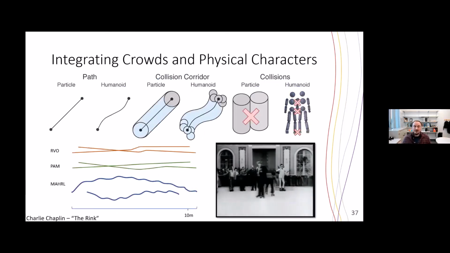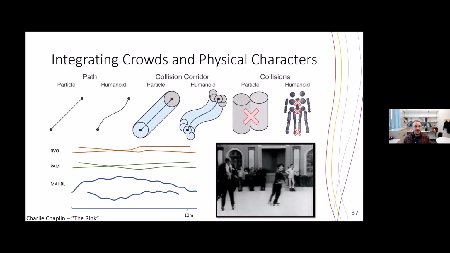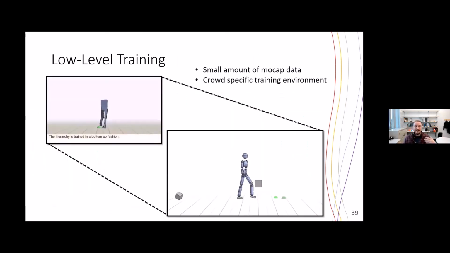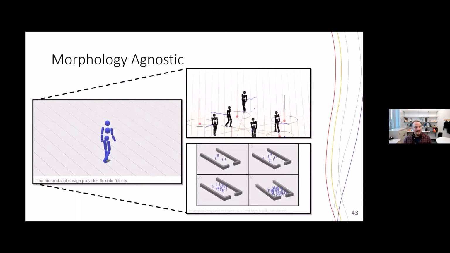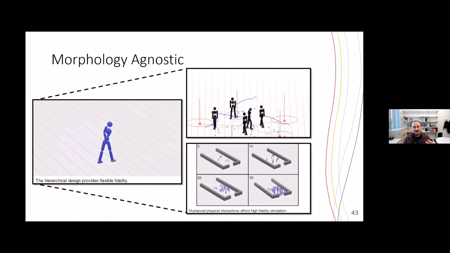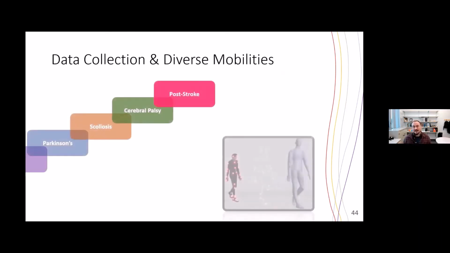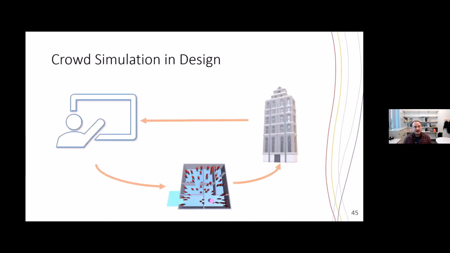Obviously, particles and humanoids are very different from each other. They're going to produce linear paths or nonlinear paths. And we have some solutions for this, which are somewhat complicated. But the neat thing is that we can learn to walk, and we can learn to walk with other people by training these high fidelity models to do that. And I'll just wrap up quickly because I think I'm out of time. But the neat thing about this model is it's morphology agnostic. And in the future, we're hoping to collect more data from more diverse mobilities to learn models for more diverse mobilities. And I'll wrap up there.